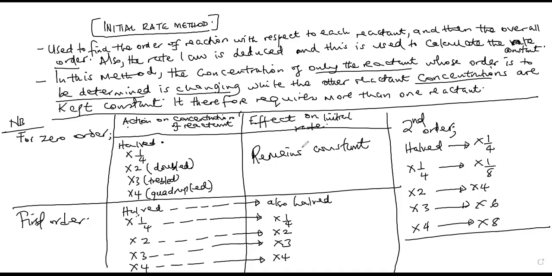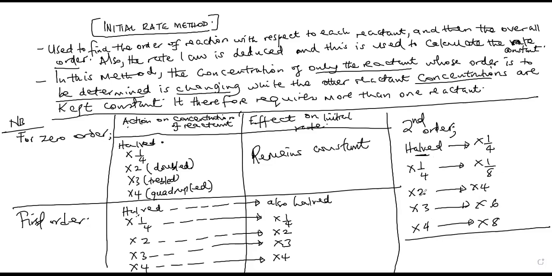This summary here is going to enable us to determine the orders of reaction even when you're not given too many values to think about. Now, for the second order, when you halve the concentration of the reactant, the initial rate gets multiplied by a quarter, or it is divided by four. When the concentration is multiplied by a quarter, the rate is multiplied by 1/16. When it is multiplied by two, the rate gets multiplied by four.